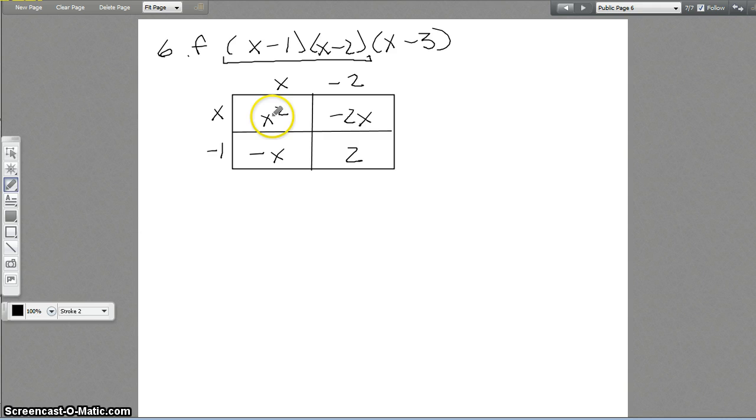Remember, each square is going to be the product of the term at the start of its row and the term at the start of its column. So x times x is x squared. Okay, now we need to add all this up.